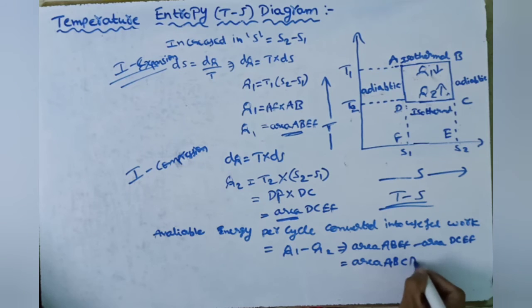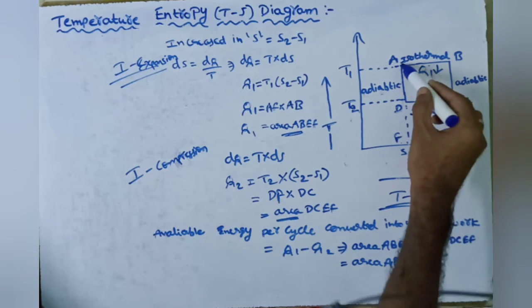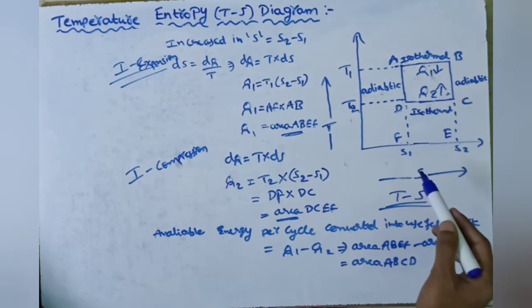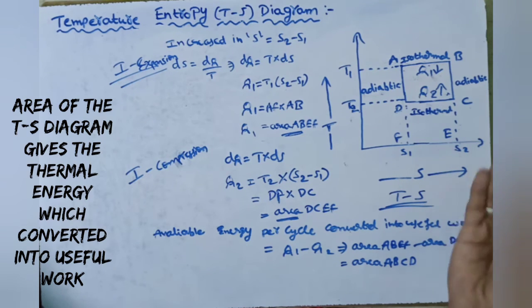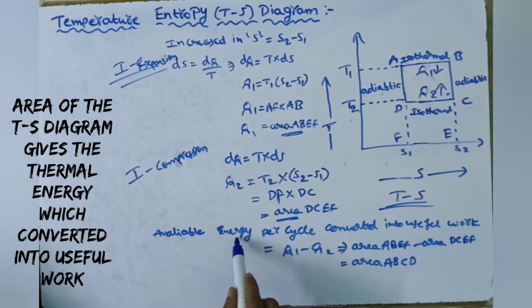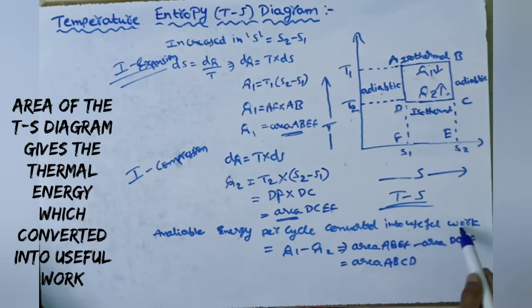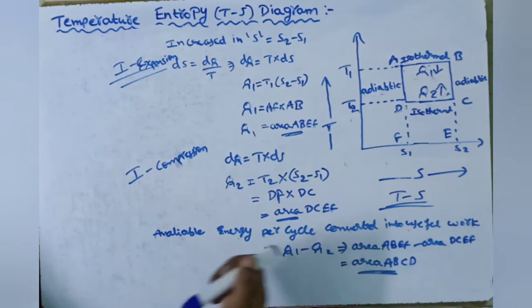ABCD. Now the area of the TS diagram, this area ABCD, gives the available thermal energy that can be converted into useful work. This area represents available energy converted into useful work. This area represents ABCD. So now how are we calculating efficiency?